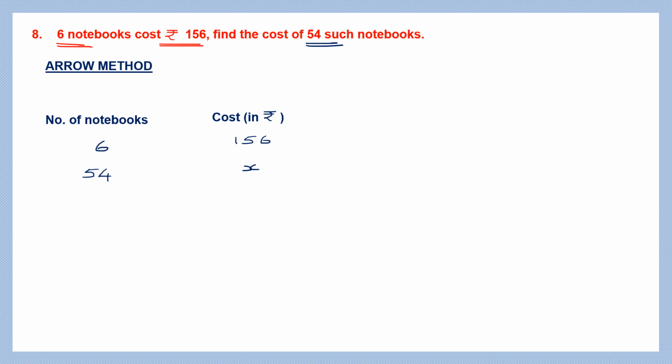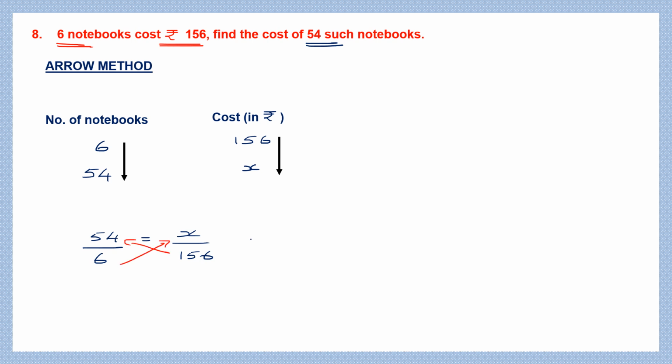Now, look at the columns. The number of books have increased. So that means the cost will also increase. So this is also direct variation. So we draw the arrowheads like this so that both are pointing in the same direction. Now look at the number that is closest to the arrowhead. That has to be written first. So 54 by 6 is equal to, on the other side also, look out for the number closest to the arrowhead. It's X, X by 156.